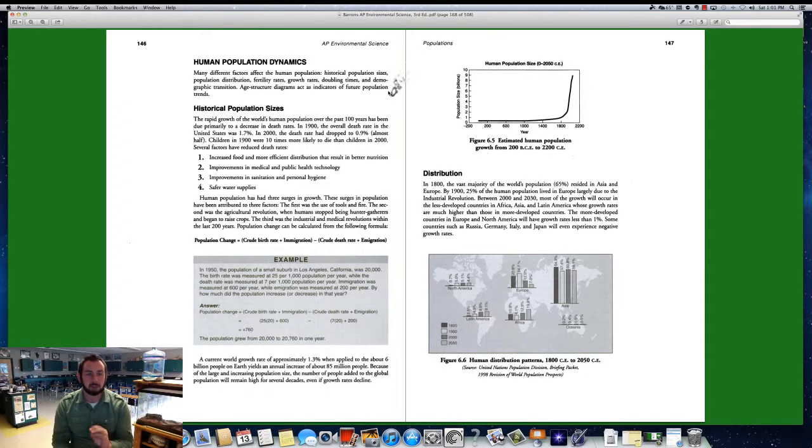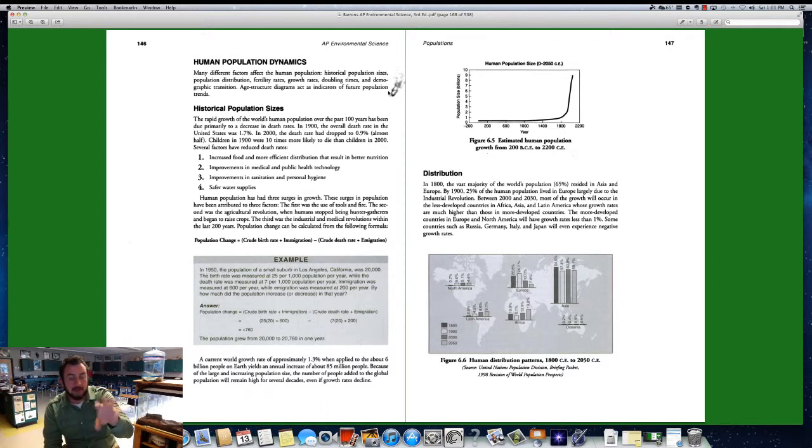Historical population size. The rapid growth of the world's human population over the past 100 years has been due primarily to a decrease in death rates. The reason all these people are surviving is that we've decreased our death rates, which means we've got better health care and sanitation. In 1900, the overall death rate in the United States was 1.7%. In 2000, it dropped to only 0.9%, almost half. Children in 1900 were 10 times more likely to die than children in the year 2000.